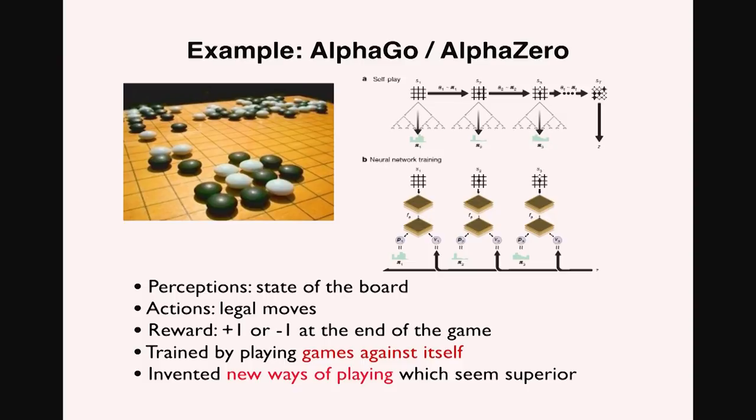So what we have here is an artificial neural network. It's a convolutional neural network that is looking at the board. The board is encoded in terms of whether at each intersection there's a white piece, a black piece, or nothing. And so the perceptions or the states are the possible states of the board that are encountered during the games. The actions are legal moves. And the reward only happens at the end of the game. So the reward is either plus one or minus one if you win or you lose the game. And that's the only information that the agent gets.